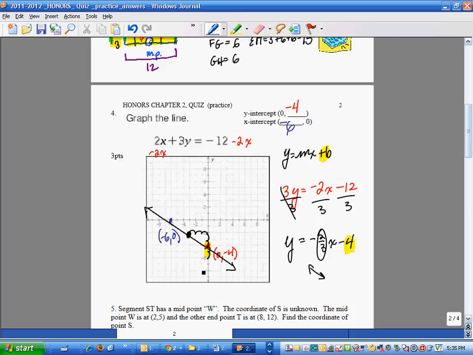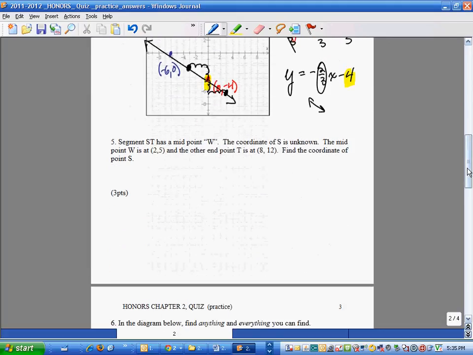It says segment ST has a midpoint of W. So let's start. It says the coordinates of S are unknown, the midpoint W is 2, 5, and the other endpoint T is at 8, 12. Find the coordinates of point S. There's a couple ways to solve it. Let's start with what I call the visual method.